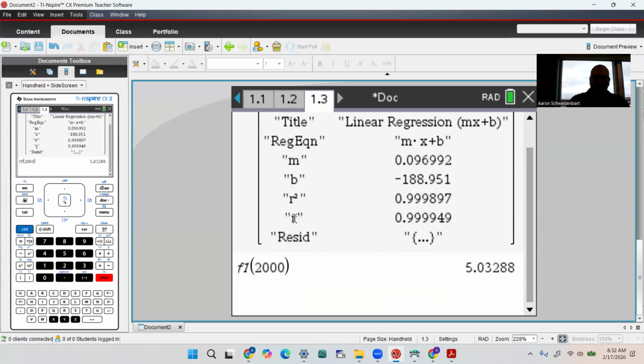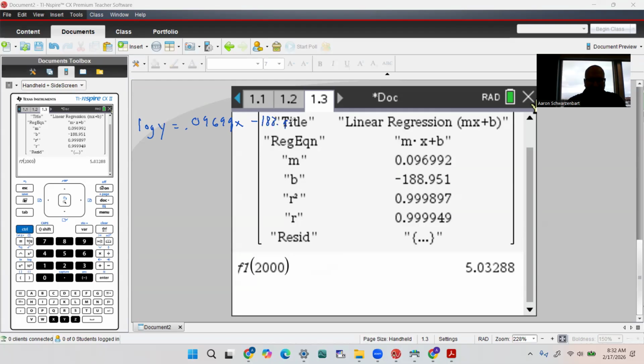So we're going to talk about how to take my logarithm and turn it back. Because what I really had here was log y equals 0.09699x. I am carrying a lot of decimals. Minus 188.951. And how do I solve this for y? I raise both sides to 10 to the power.